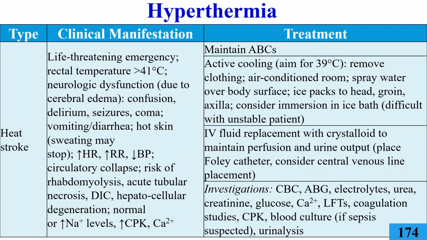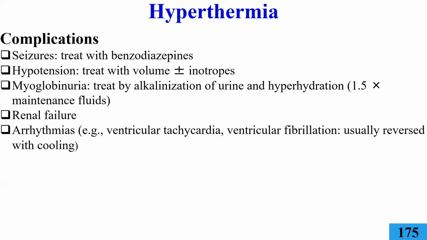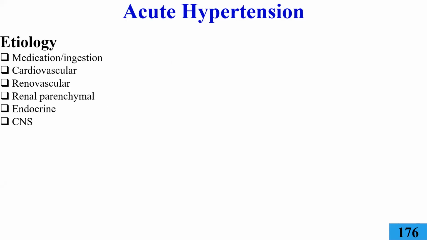Heat stroke is a different issue, so it needs A, B, C, D, E, exactly the same. Monitoring for a long time, active cooling, and also observation, especially CBC and ABG. It can affect the muscles, so we need CPK, coagulation, liver function, and other things. Please, when there is heat stroke, consider sepsis. So you need blood culture and antibiotics. Complications are many, such as seizure, hypothermia, myoglobinuria, renal failure, and arrhythmia.